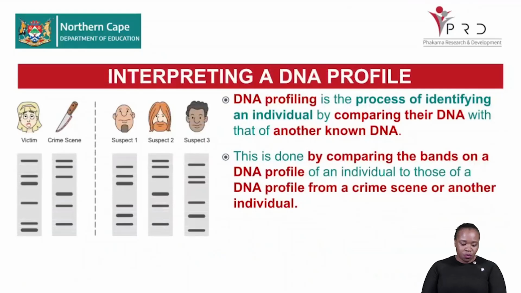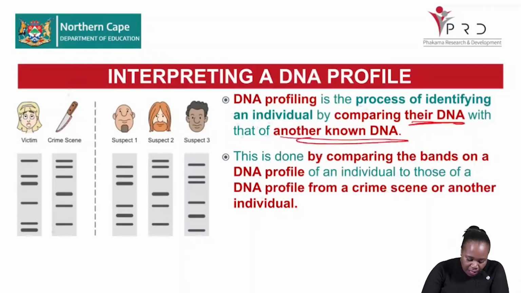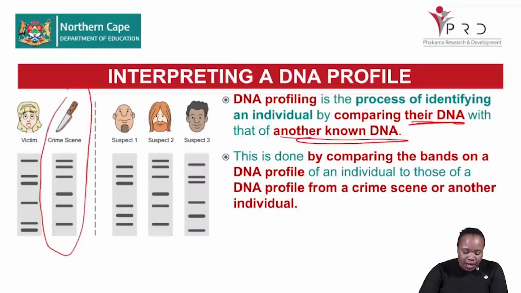So here we have a victim, we have evidence found from a crime scene, and we have 3 suspects. So what will happen here is that the DNA profiling process is going to be done by identifying an individual by comparing these individuals' DNA to another DNA that is known. So we know that the criminal was at the crime scene, right? And we are going to compare these suspects to the genetic material that was found at the crime scene to then say, okay, this belongs to the individual that matches the DNA from the crime scene, right?